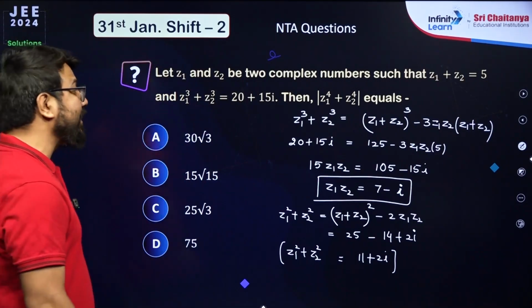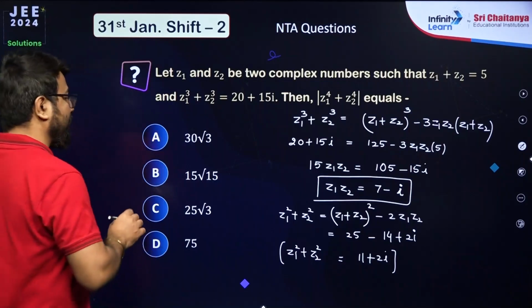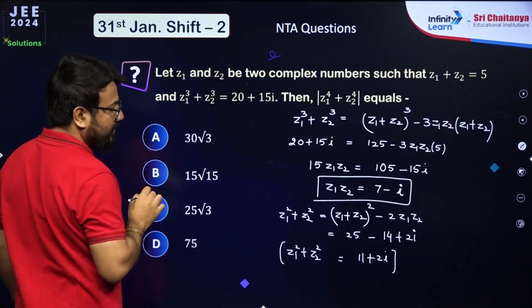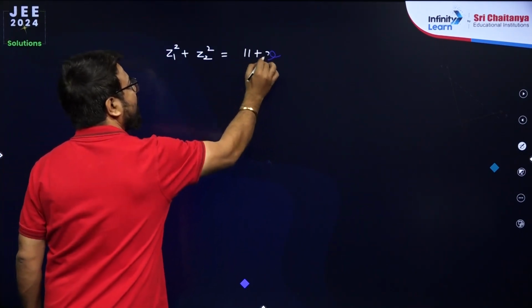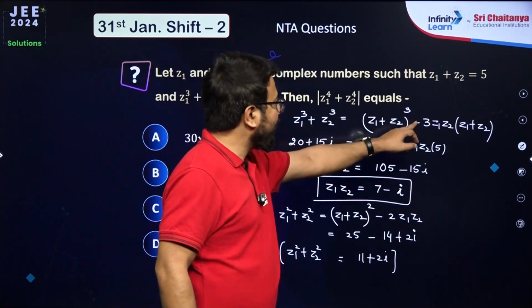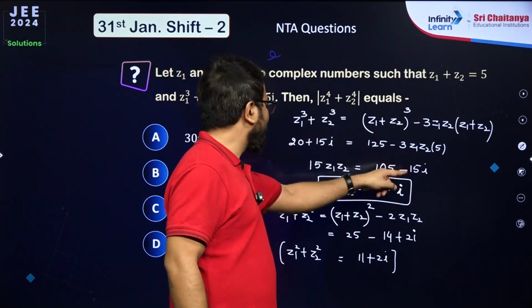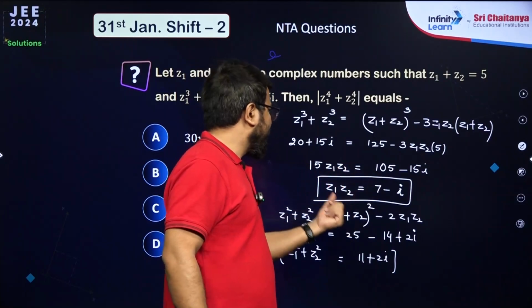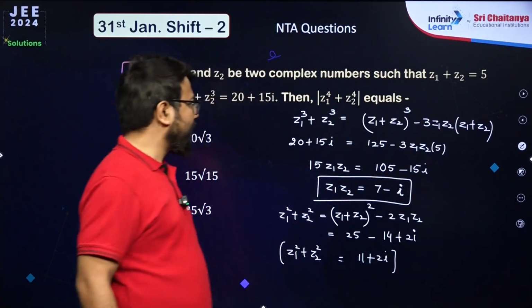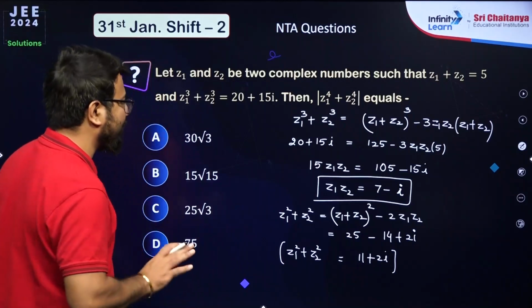Now after that, it will be very easy for me to get the value of z1 raised to the power 4 plus z2 raised to the power 4. Because, my dear students, I have the value of z1 square plus z2 square as 11 plus 2i. Let me check whether I have committed any error or not. So I just place the value 125 over here. Here it is 3 z1 z2, and z1 plus z2 is already 5. So 15 z1 z2 will be coming here, 105 minus 15i. Let us divide the complete expression by 15. So z1 z2 will be 7 minus i. Yes, that is absolutely fine. So minus 14 and plus 2i would be there, and that becomes 11 plus 2i.